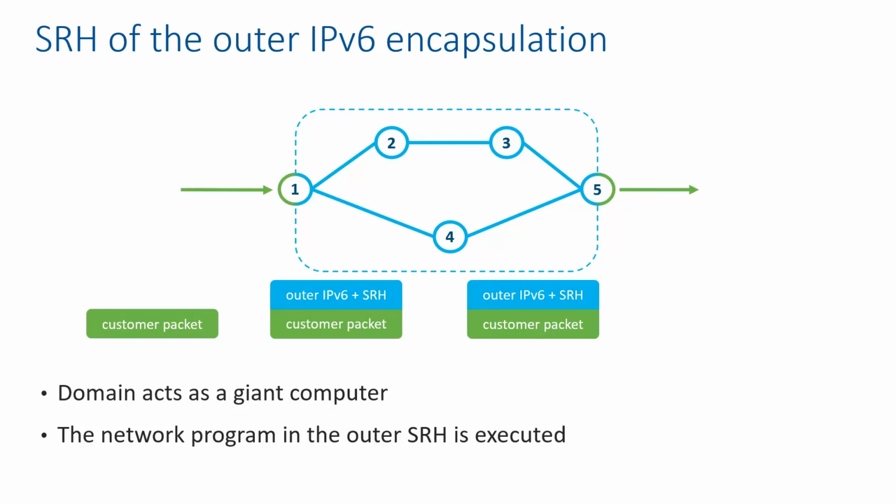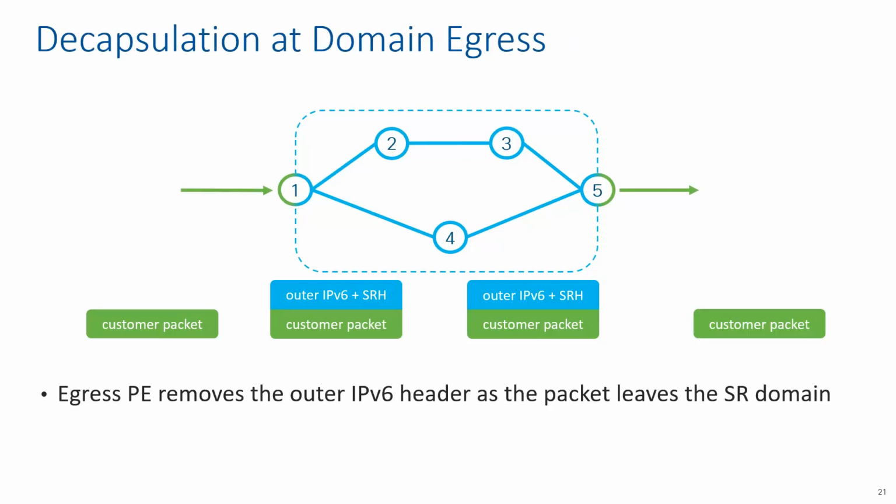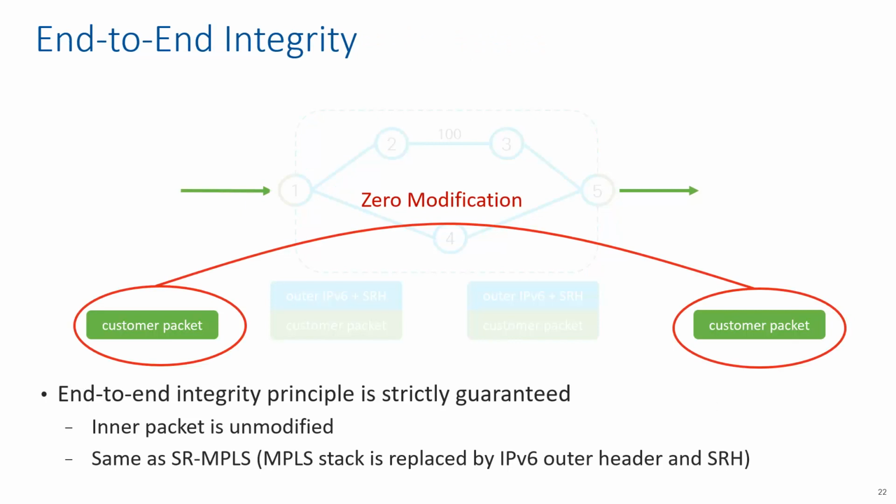The network program is executed. We reach the egress PE, where basically the added IPv6 header and potentially the SRH are removed. The inner packet in green is given to the customer side on the right. And obviously, the customer packet received on the ingress PE is exactly the same as the customer packet given on the other side of the domain. There is zero modification. That's the basis of any service, that you can never tamper with the customer packet. And this is obvious, and we want to underline it.